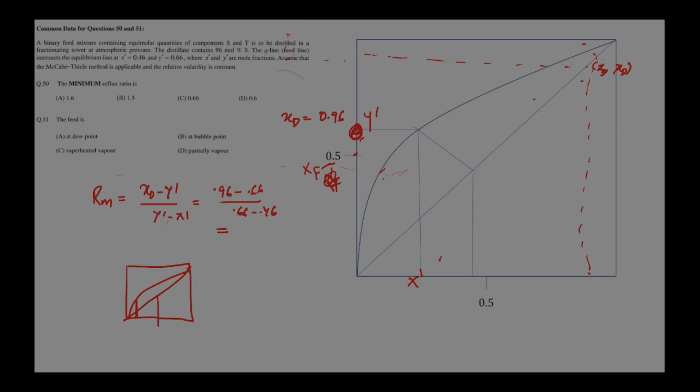if this is the feed line xf, this is subcooled liquid, saturated liquid, liquid plus vapor, saturated vapor, superheated vapor. So q is greater than 1.